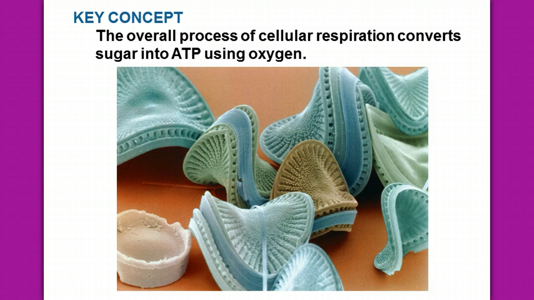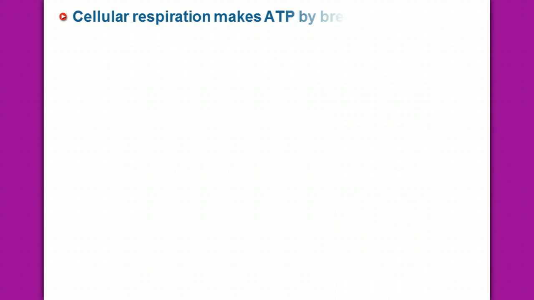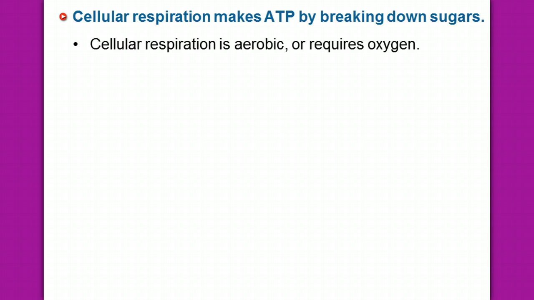So cellular respiration is the process that converts sugar into ATP using oxygen. So basically what's happening? We have digested materials moving into the body or the organism or the cell, and those carbohydrates are being broken down into a usable form, which can then be easily stored and used. So cellular respiration makes ATP by breaking down sugars.